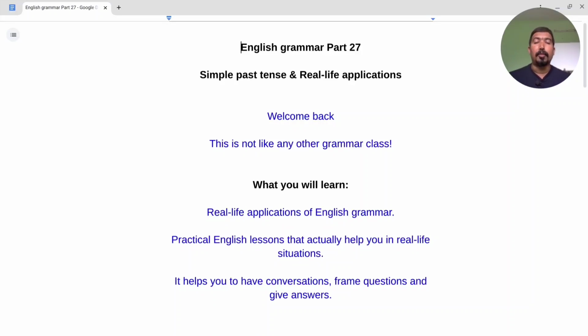Today we are going to part 27 of English grammar, and here we have simple past tense and real life applications. That is the portion for today. We have already completed simple present tense. We have completed a detailed training session on that.